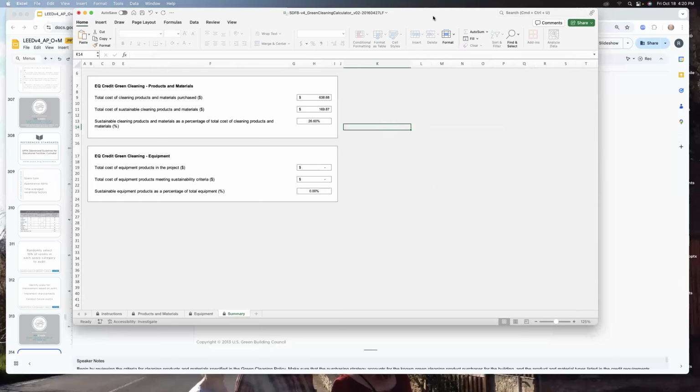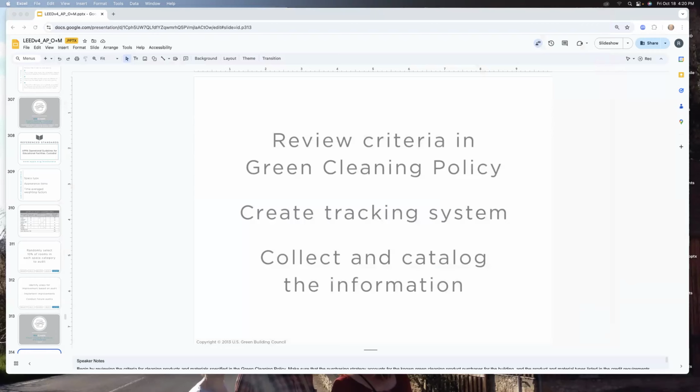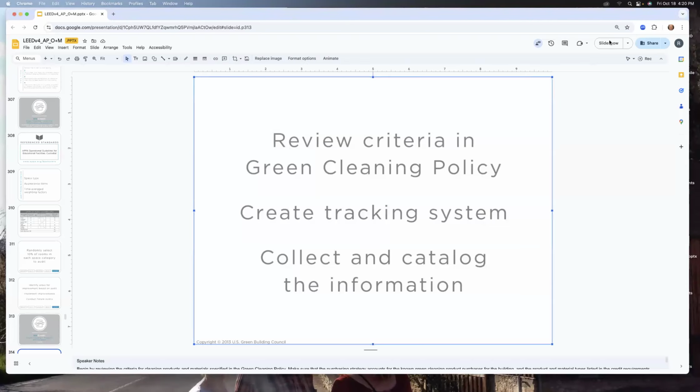If you get a chance, if you want to study, go ahead and audit yourself at home or audit your department and really see what these things are. When you see questions on this, it'll cue your own experience to answer the question. That's usually how they write it. Create a tracking system, using this calculator is one of them, and then collect and catalog the information.